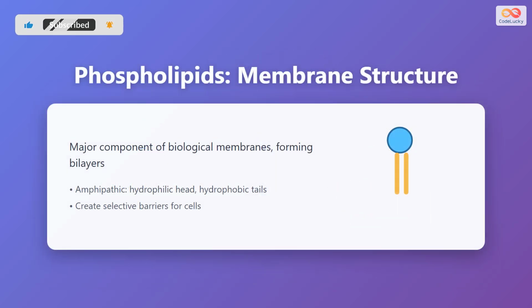Phospholipids are specialized lipids that form the foundation of biological membranes. They are major components of cell membranes, where they arrange themselves into structures called bilayers. Phospholipids are amphipathic molecules, featuring a hydrophilic head group that loves water and hydrophobic tails that repel water. This unique structure allows phospholipids to create selective barriers around and within cells, controlling what substances can enter or exit.